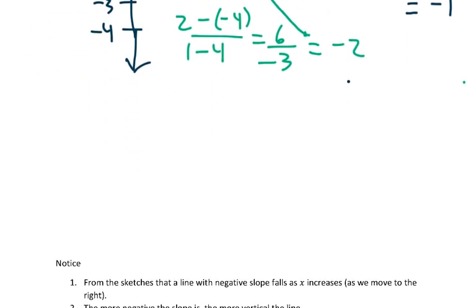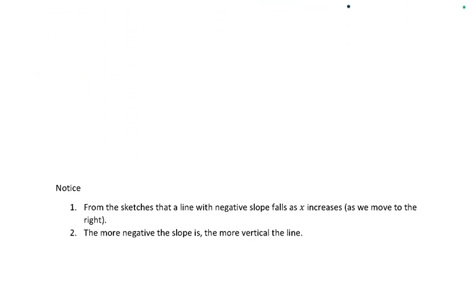And that's no accident either. Lines that have a negative slope, as your x increases, are going to fall. And the more negative, the more vertical the line is.